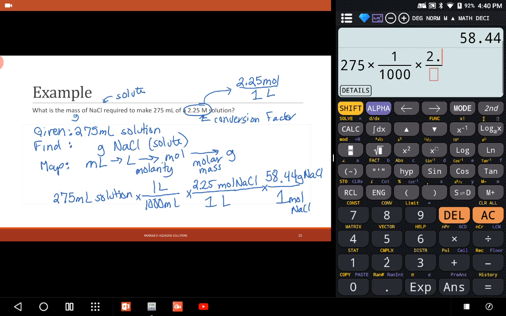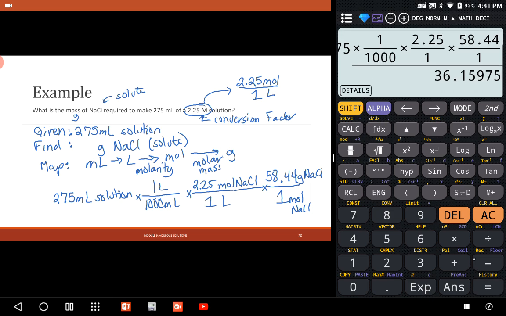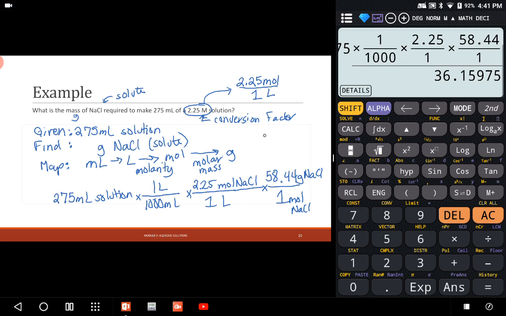And I'm just going to set it up so that it looks exactly like what's on my paper to make sure that I am communicating with my calculator exactly what I meant to. There, it looks exactly like what's on my paper. And so this works out to 36.15975 grams. I'm going to need 3 sig figs, and this also had 3 sig figs. So this is going to round to 36.2 grams.